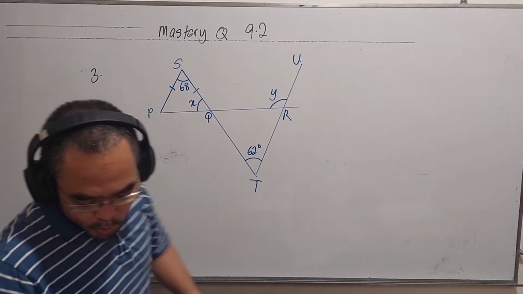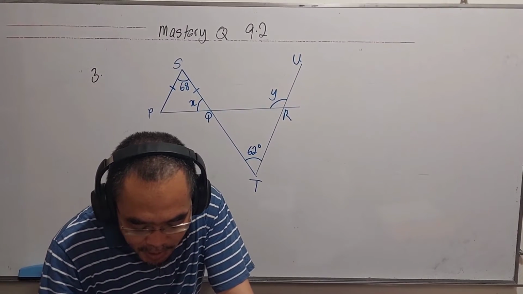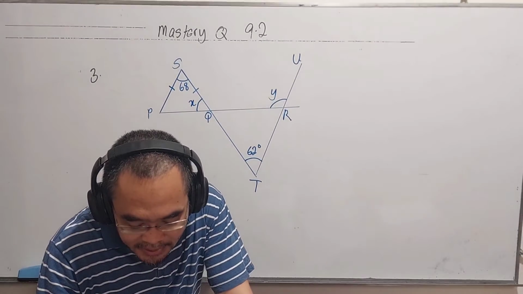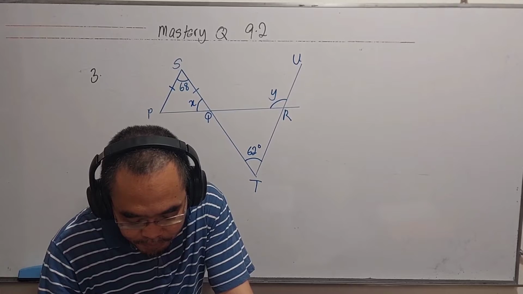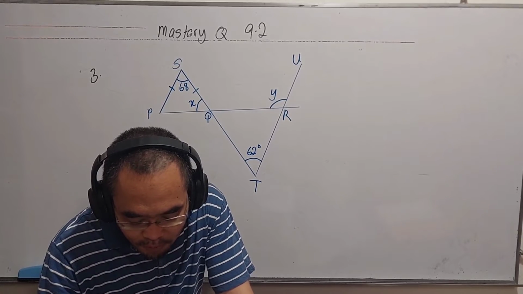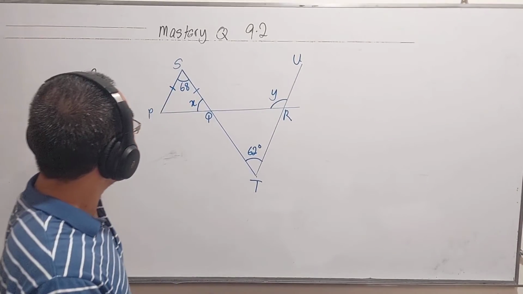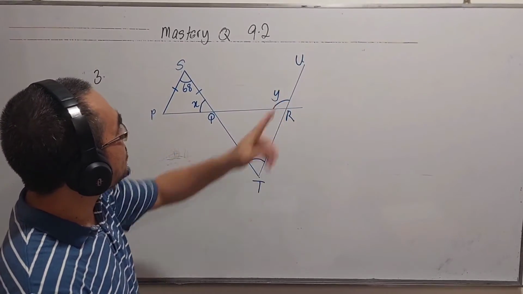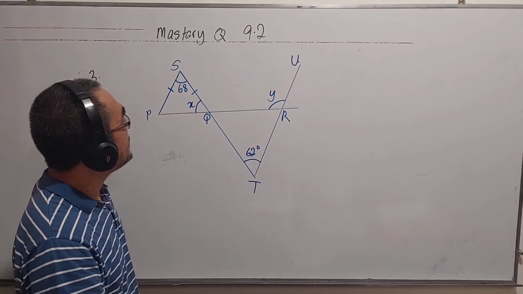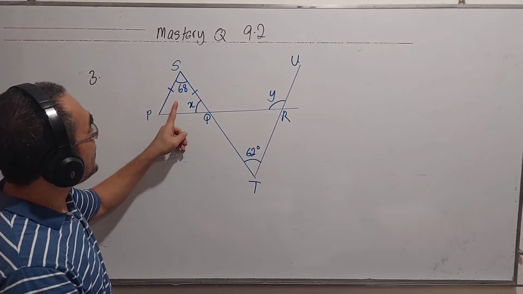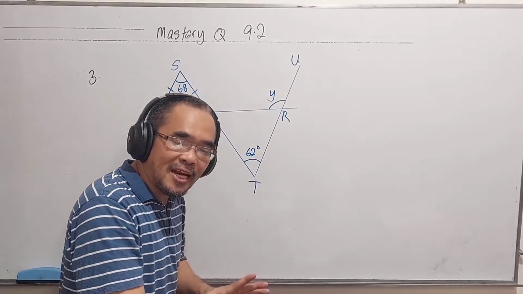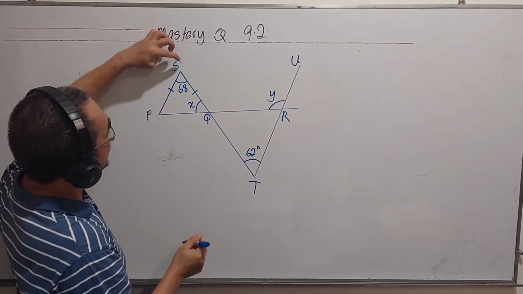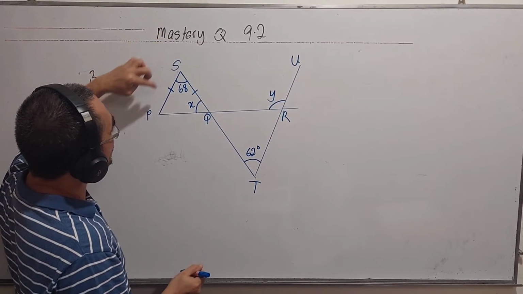Okay, let's continue with question number 3. In the diagram, PQR, SQT, and TRU are straight lines. Calculate the values of X and Y. SQT is a straight line, PQR is also a straight line, TRU is also a straight line. So how to find X? Nothing related to the straight lines. The indication is that SQ is equal to SP.